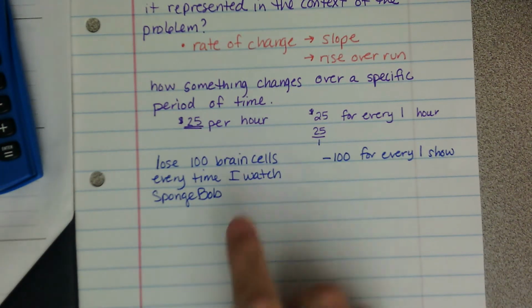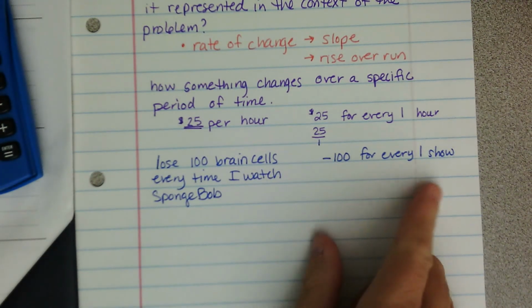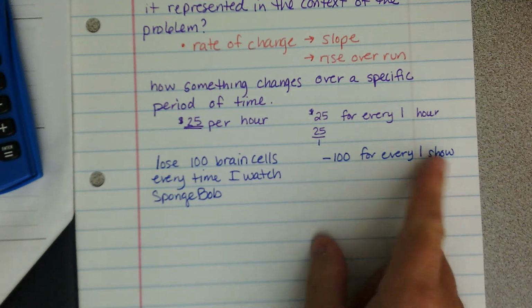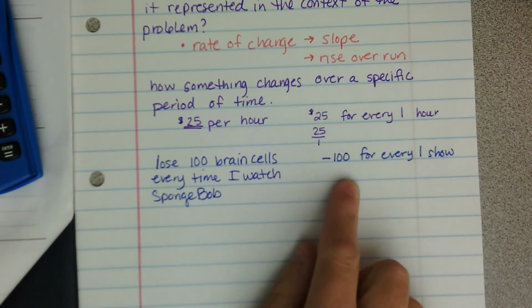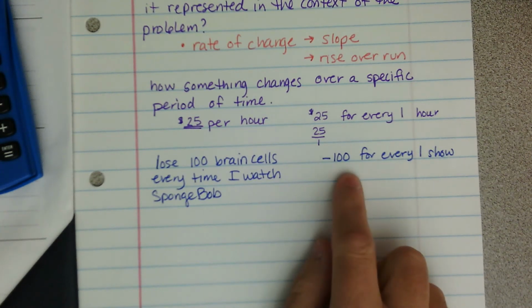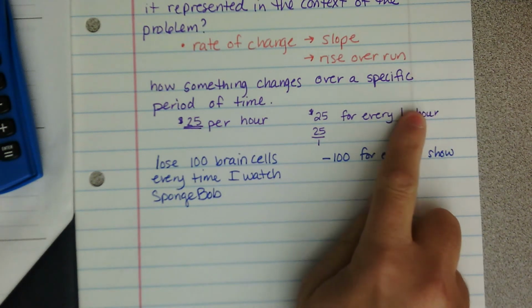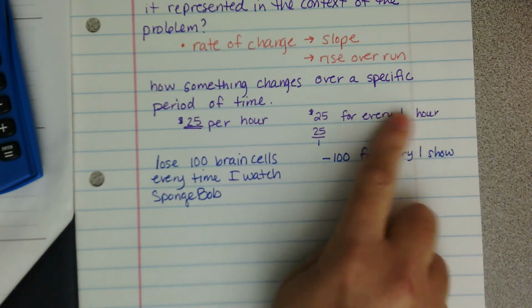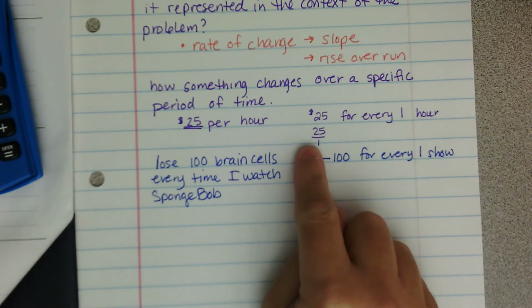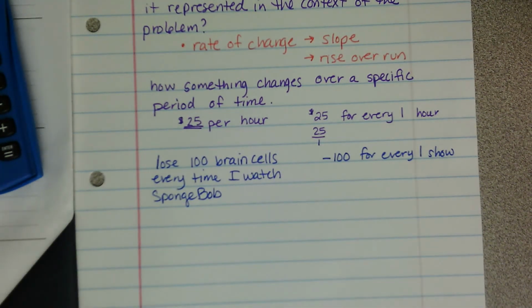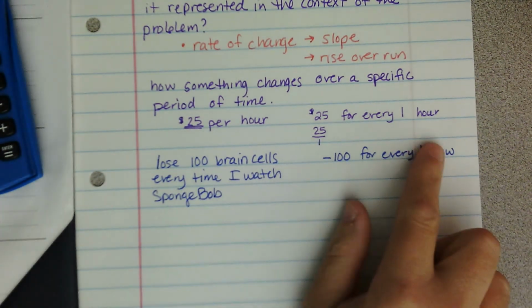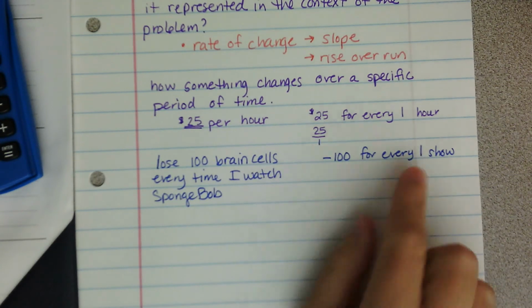To analyze this further, what does this represent in the context of the problem? It would say something like this. For every show that I watch of SpongeBob, I will lose 100 brain cells. For every hour that I work, I'm going to earn $25. That's what the context of the problem is. It's not a slope. It's not a rise over run. It's a unit rate of what happens every time I do one.